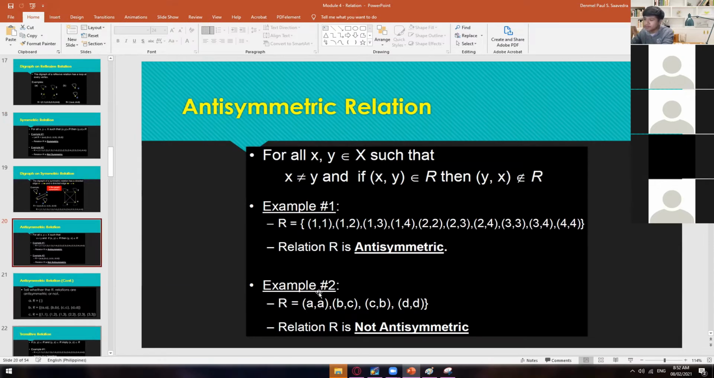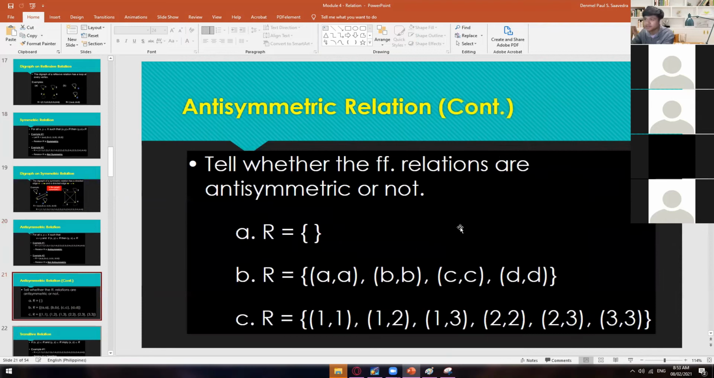For example number 2, we have here A, A, B, C, C, B, and then D, B. You could see that this one is not anti-symmetric because this one is symmetric. Are we clear so far? How about the others?